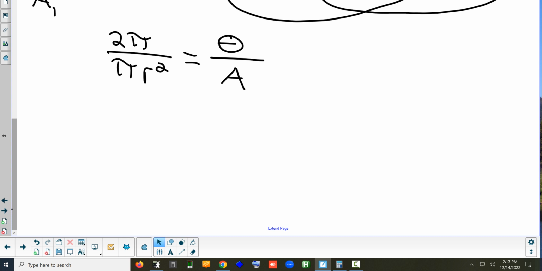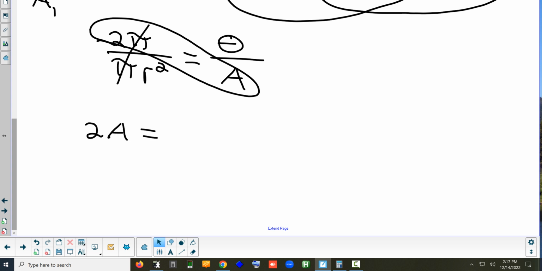All right. And how do we solve a proportion? We cross multiply. But before I cross multiply, is there anything I could simplify first? Yeah. Get rid of the pi's, because I have 1 in the top and 1 in the bottom. So now when I cross multiply, I have 2 times A equals r squared times theta.